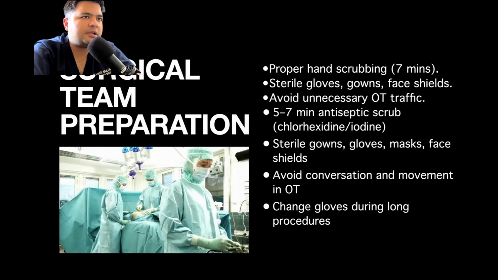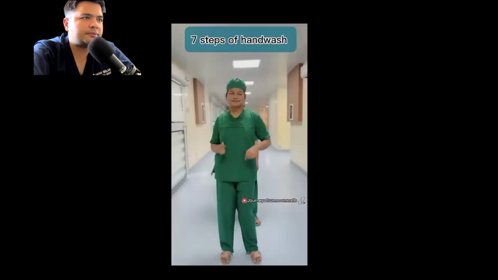Surgical team preparation: proper hand scrubbing for 7 minutes, sterile gloves, gowns, face shields, avoid unnecessary OT traffic. 5 to 7 minutes antiseptic scrub with chlorhexidine or iodine, and sterile gowns, gloves, masks, face shields. Avoid conversation and movement in OT. Change gloves during long procedures.